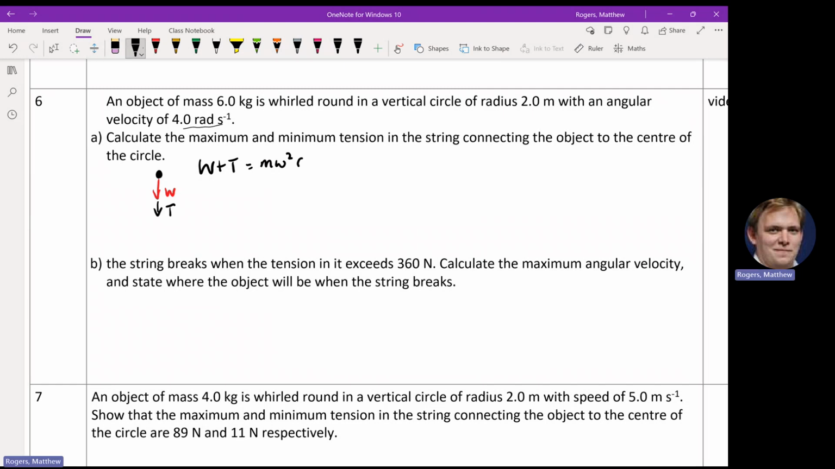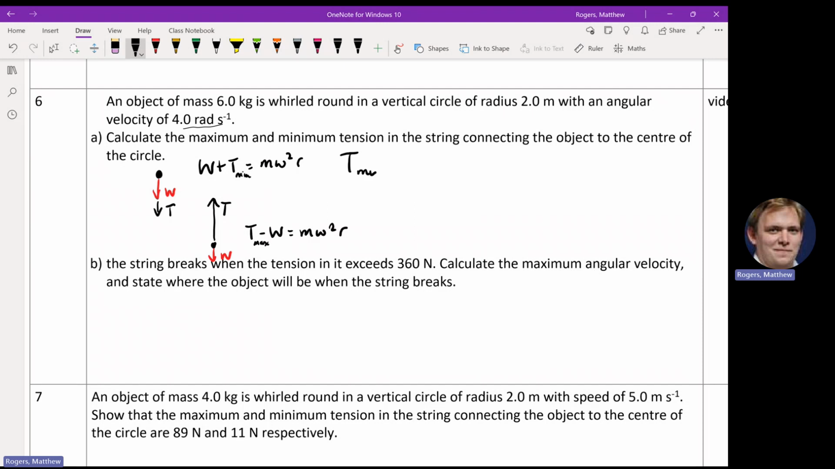At the bottom, the weight will still be acting down. The tension will be acting up, and therefore the tension minus the weight will have to be equal to m omega squared r. So we've got this minimum value of tension and maximum value of tension that we want to find.